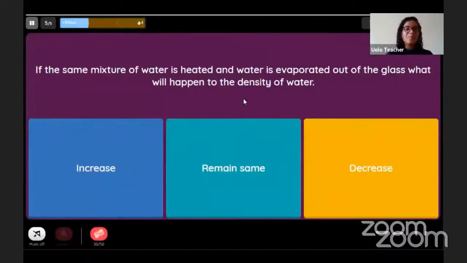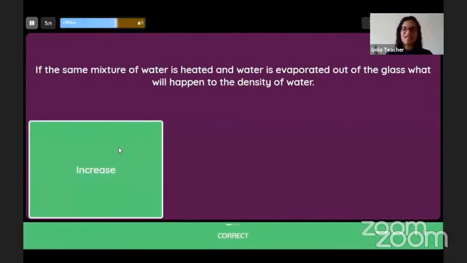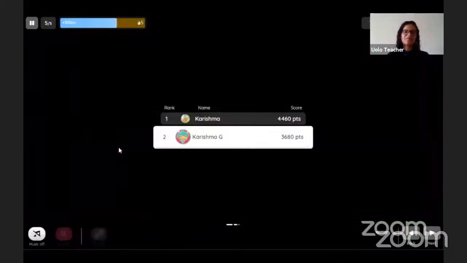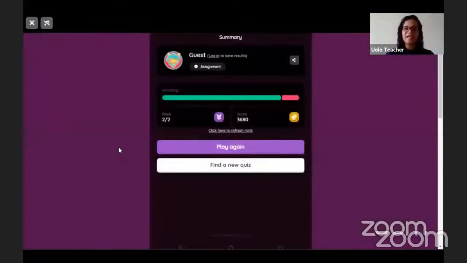If the same mixture of water is heated and water is evaporated, which means it will reduce because it's going up out of the glass, what will happen to the density of water? It increases, it remains the same, it decreases. Now, if the water is evaporating, the water content will decrease in the glass. So that means the density will increase. Very good, everybody.